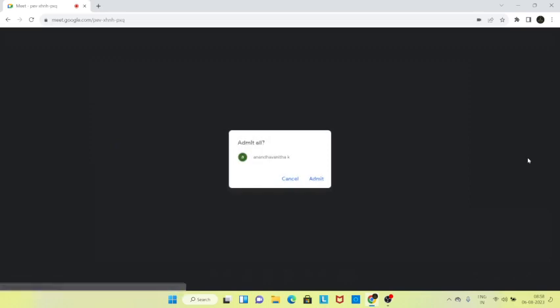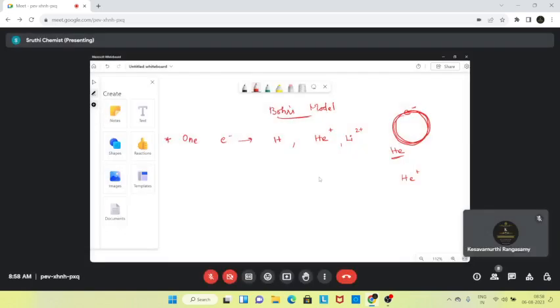2, ma'am. Very good. Then what is helium plus? How many electrons are present in helium plus? That will be only 1. Very good. For example, lithium: lithium has 3 electrons, but lithium 2 plus has only 1 electron. So Bohr's model is applicable only for single-electron species like hydrogen, helium plus, lithium 2 plus. Clear, students? Is there any doubt?